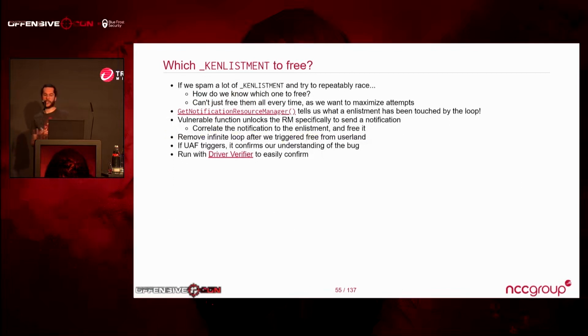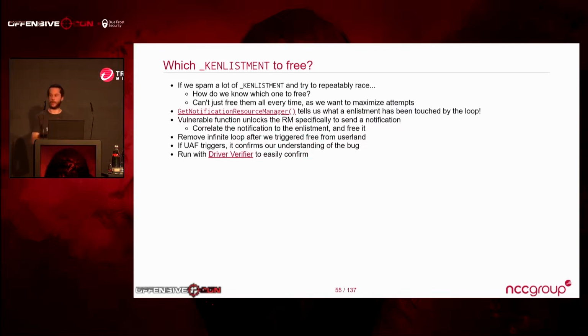So how do we actually know which enlistment to free? Initially, our approach was to basically free all the enlistments, but after some thought, we thought that if we try to win a race, we may want to try several times. So we wanted a way to free just the one we want to target. Our idea was to use the get notification resource manager to count the notifications received by the different enlistments and find the last enlistment that was touched by the loop, so we can free the last one.